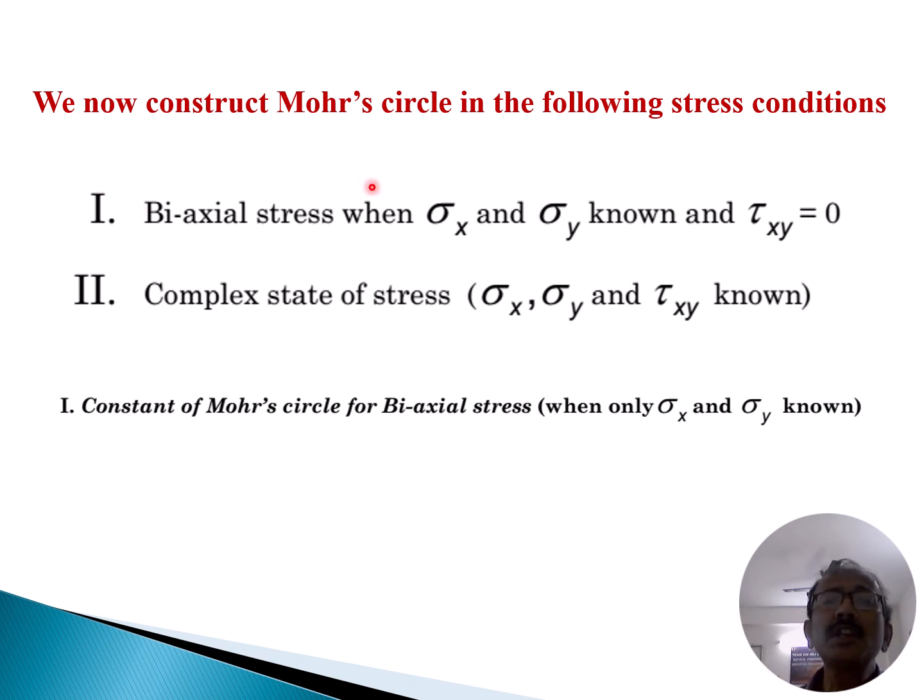We now construct the Mohr circle in the following stress conditions. Number one, the biaxial stress, that means there are stresses in the two axes, sigma x and sigma y only, with no tau xy, that means no shear stress. Case number two, complex state of stress, that means sigma x, sigma y, and tau xy are all present. Now, number one, construction of the Mohr circle for biaxial stresses, where only sigma x and sigma y are known and present, no tau xy.